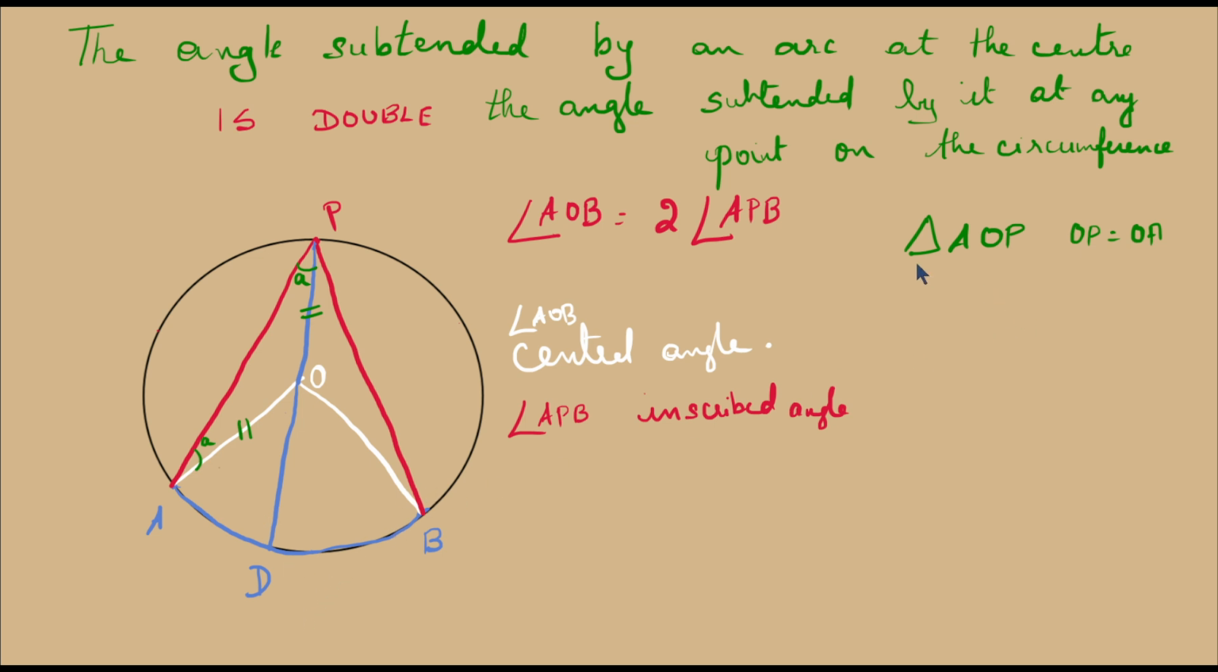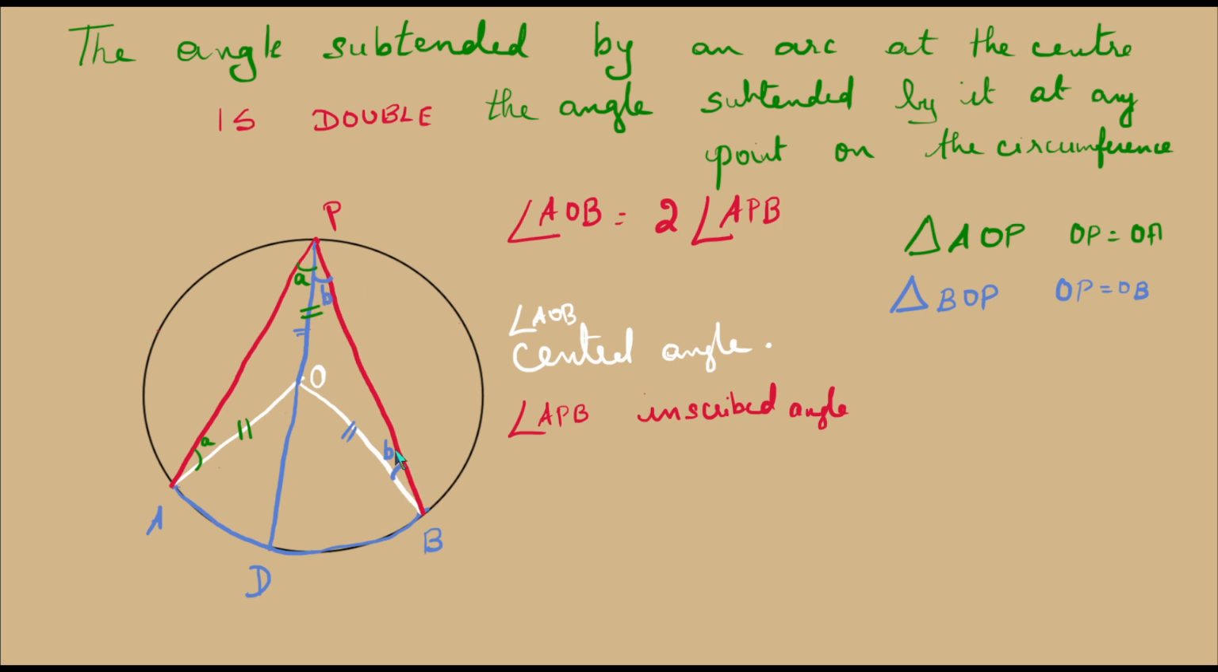Similarly, we'll consider the other triangle, triangle BOP. In triangle BOP, once again you have two radii. OP is equal to OB. And once again you have an isosceles triangle, and the angles opposite to the equal sides are equal. Let me call them B. So this is also B, and this angle is also B. B denotes the measure of the angle.